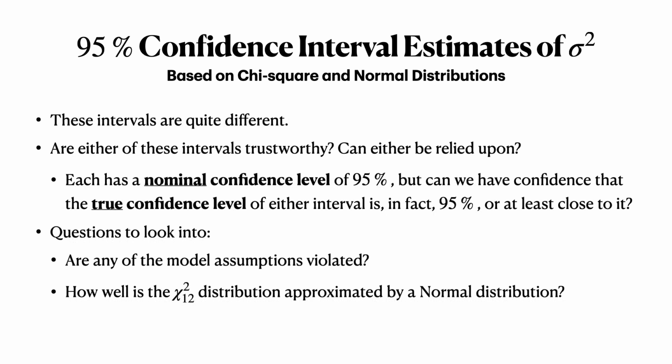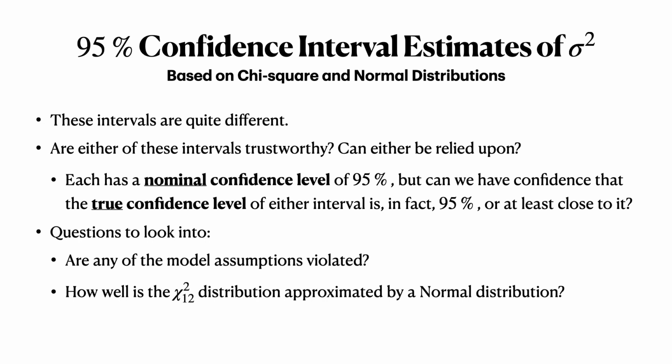So we see that these two intervals are quite different. The question is, are either of these intervals trustworthy? Can we rely on either of them? Now, each has a nominal confidence level of 95%. But can we have confidence that the true confidence level of either interval is in fact 95%, or at least close to it? You see, here's the issue.